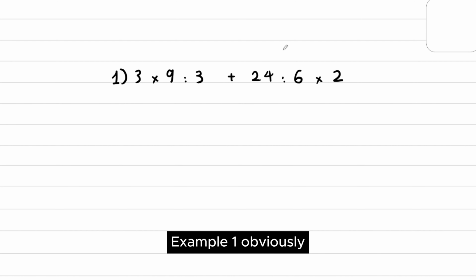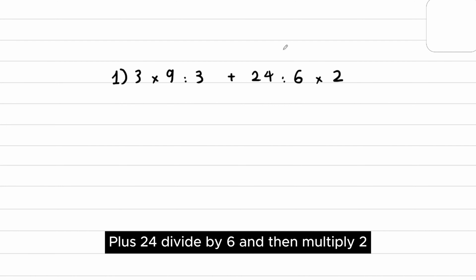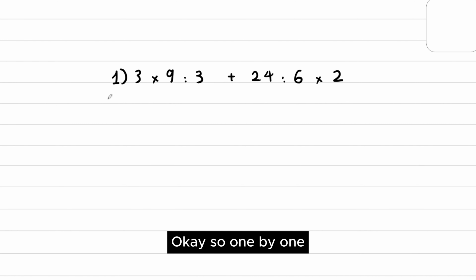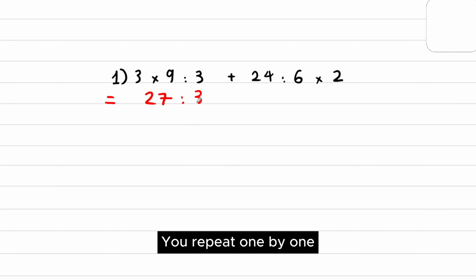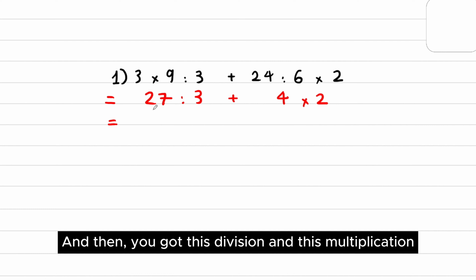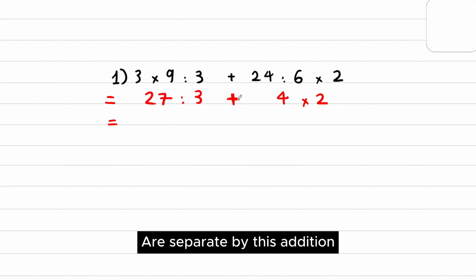Example 1: you got 3 times 9 divided by 3 plus 24 divided by 6 and then multiply 2. Okay, so one by one. For the first big term, you take multiplication first. Divide by 3, you repeat one by one. 24 divided by 6, you got 4. Repeat, multiply 2.